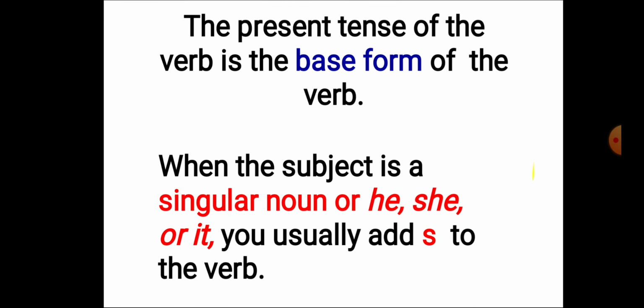The present tense of the verb is the base form of the verb. Means students, whenever we write present tense, then we have to use the base form of the verb. When the subject is a singular noun or he, she or it, you usually add s to the verb.